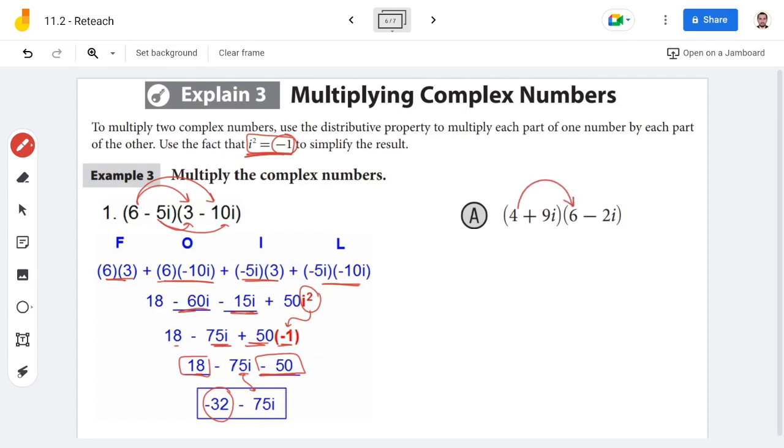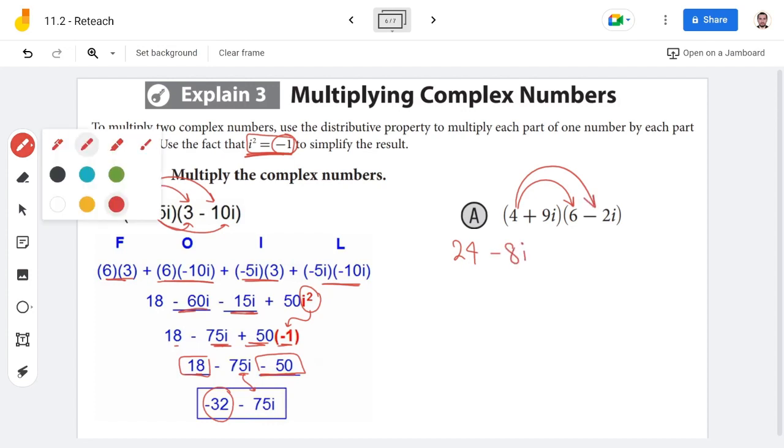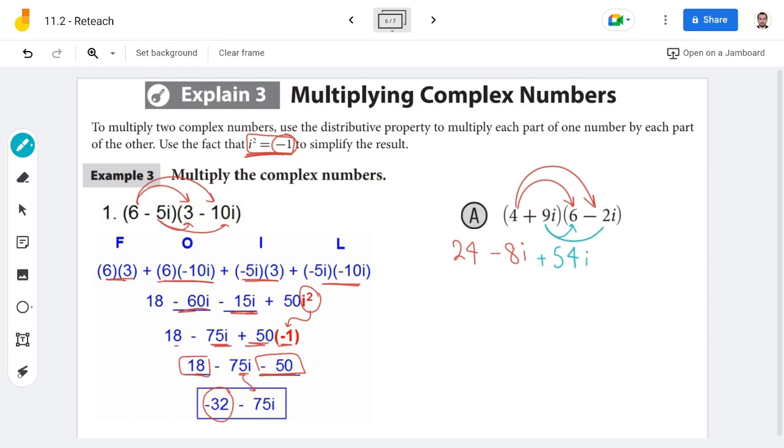4 times 7, which is equal to 28. 4 times negative 2i, negative 8i. Then let's do the second one. 9i times 6, which is equal to 54i. 9i times negative 2i, negative 18i squared. Now let's add the like terms. So we have negative 8i, positive 54i.